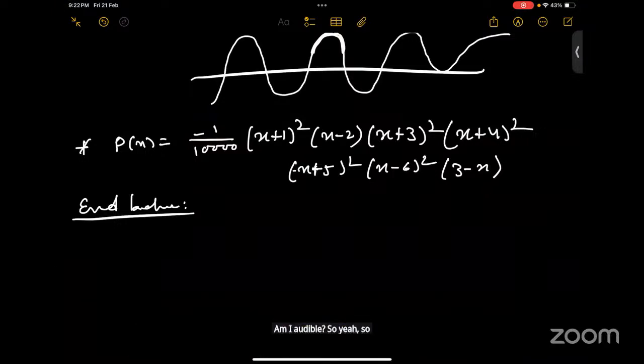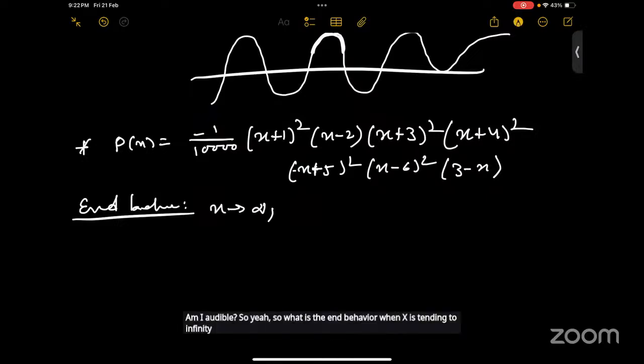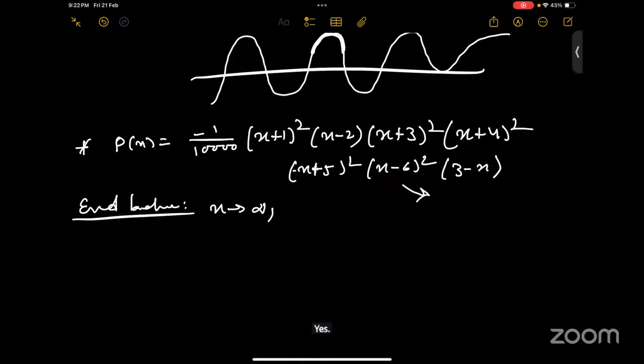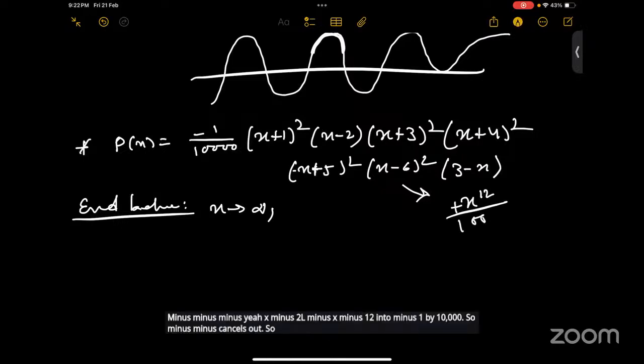So what is the end behavior when x is tending to infinity? Then first just tell me what is the highest degree term with coefficient? It's x power 12, with coefficient minus 1 by 10,000. So the minus cancels out, and you have a positive sign with power 12. This is negative infinity.